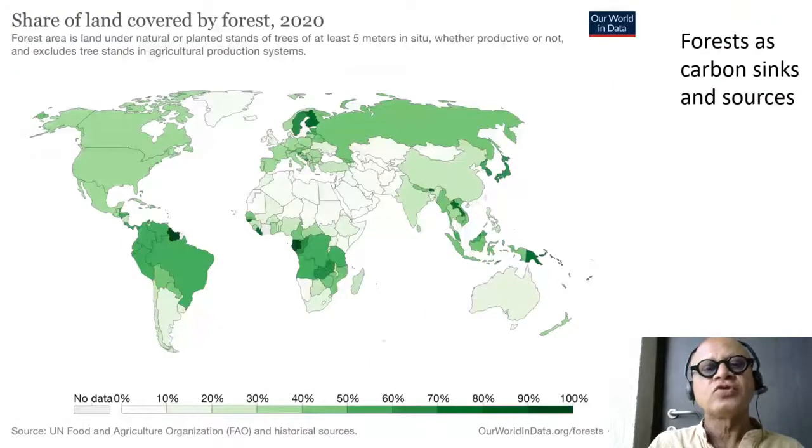Let's move on to forests as carbon sinks and sources. This is a share of land covered by forest from FAO. Obviously, a definition is needed. I think it's any 5 square kilometer area that is covered by vegetation.